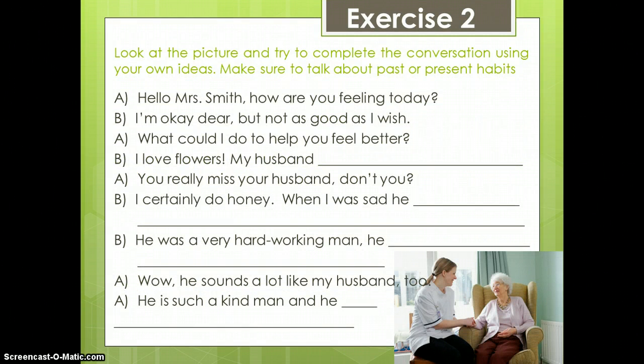Here we have exercise 2. Look at the picture and try to complete the conversation using your own ideas. Make sure to talk about past and present habits. In this activity, you will have to be creative. There is no one right answer. Students who have been exempted will be required to present this activity by the end of this month. It has to be printed out on a sheet of paper.